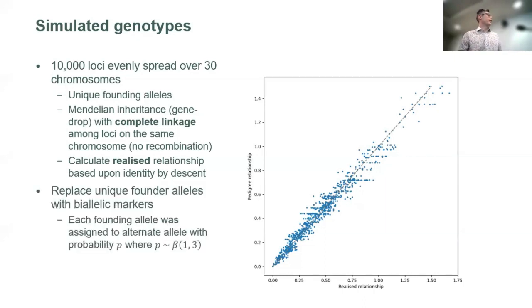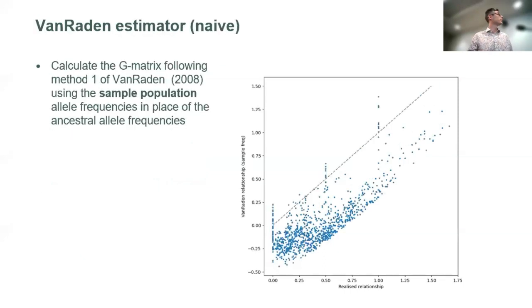So taking that data, I then replaced those IBD alleles with biallelic markers. In this particular case, I just replaced each of those unique founding alleles with a biallelic marker, with the alternate allele drawn from a beta distribution. You can play around with the way that you assign those biallelic markers. It doesn't really change the results.